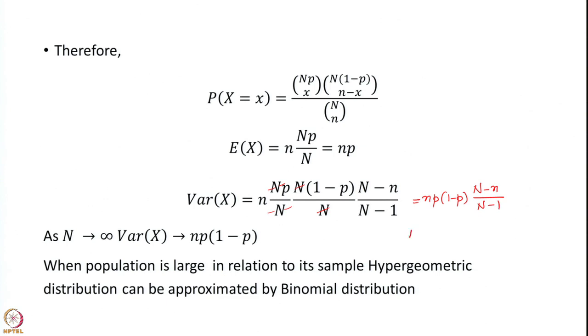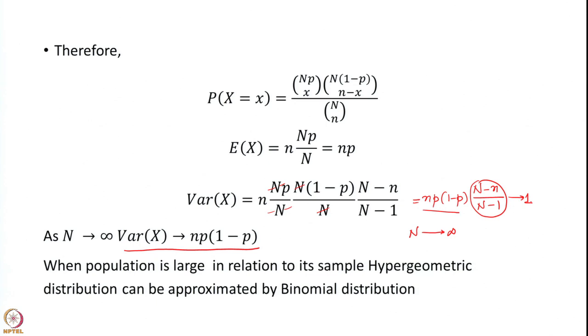And if you let capital N become large, that is, if N tends to infinity, you will find that this variance tends to this value. In other words, this last term tends to 1. This is very easy to show. I will leave it to you to show it. So, this tends to 1.